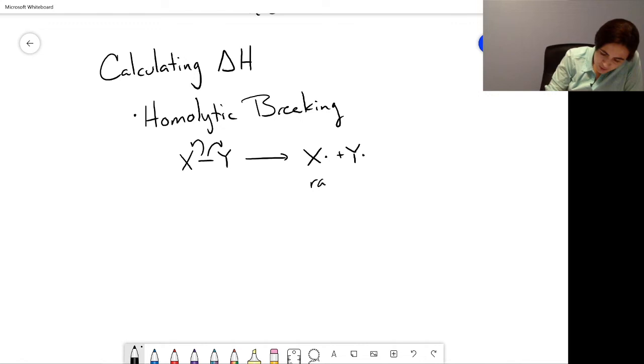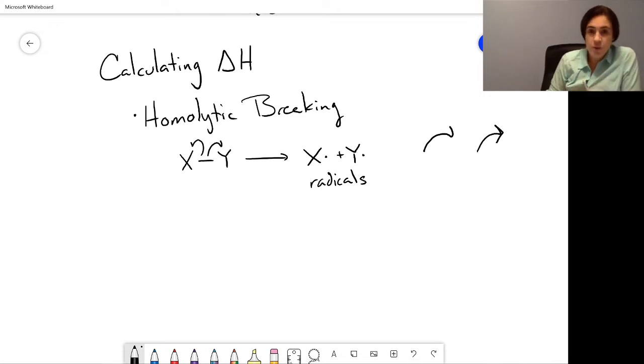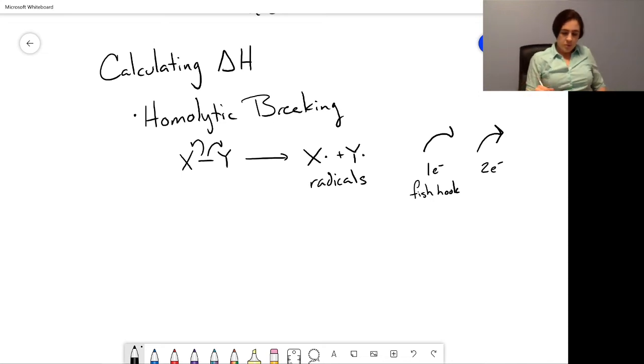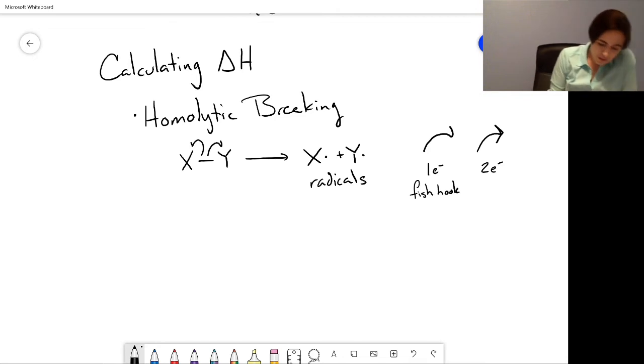These are referred to as radicals. We'll get to these in a few days. You'll notice that the arrow here has a slight difference from our two full-headed arrow. This is a one electron arrow, whereas the one that we typically drew when dealing with resonance so far is a two electron arrow. This is also referred to as the fishhook arrow. So homolytic breaking is one form.